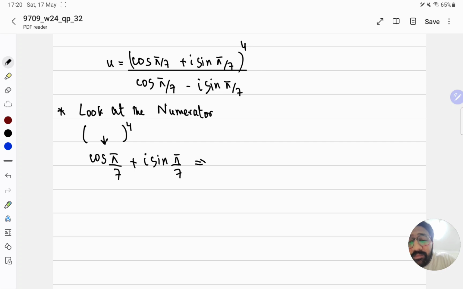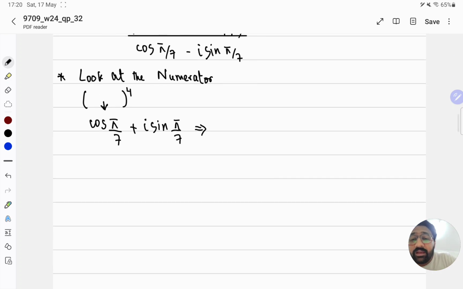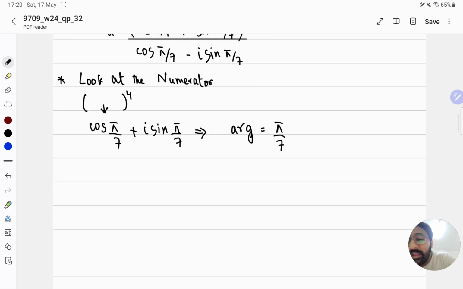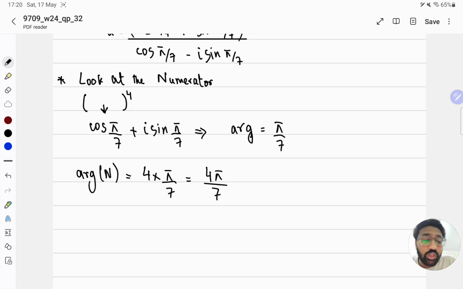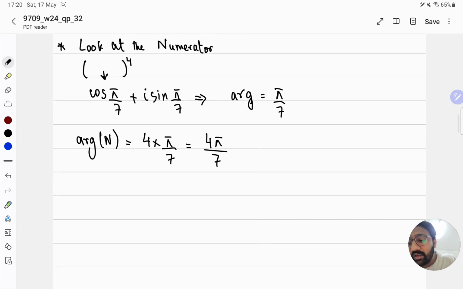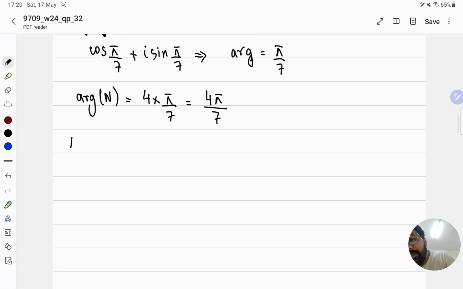If you remember from the previous methodology, the argument for this is going to be pi by 7. So the argument for the numerator will be, since it has a power of 4, simply multiply it with 4, or you can add pi by 7 four times. This is going to be the argument for the numerator, not the complete complex number. Now I have to do the same for the argument of the denominator.